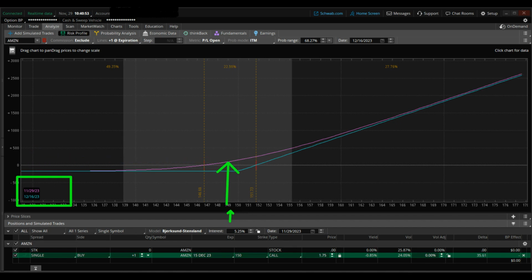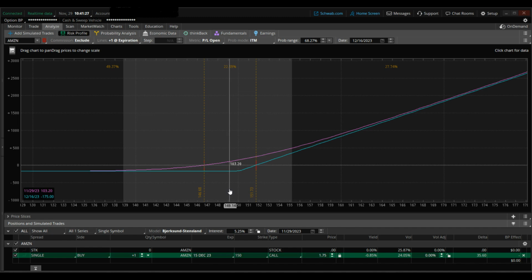And if Amazon went to the 149 but stayed there until expiration, you're losing this amount of money. Now let's find out how to know the exact amount. You just take your mouse and put it over it. Notice on the left bottom corner, it reads it for you. So if Amazon by today went to the 149, you're making $103. If it stayed there until expiration, you're losing $175.